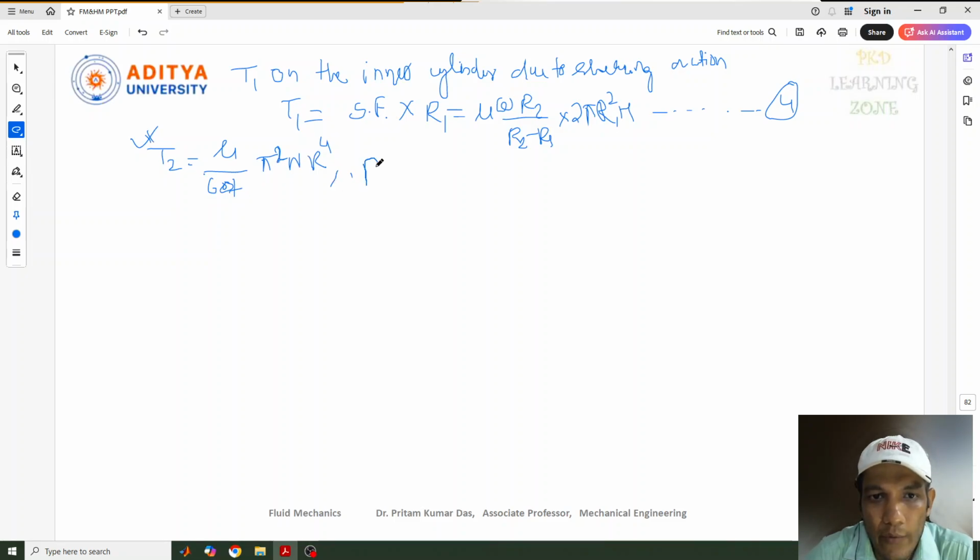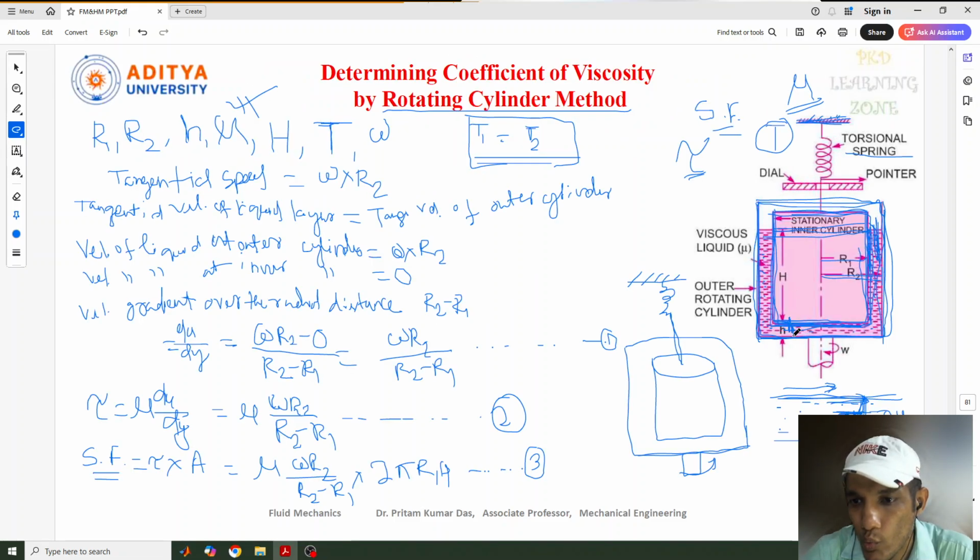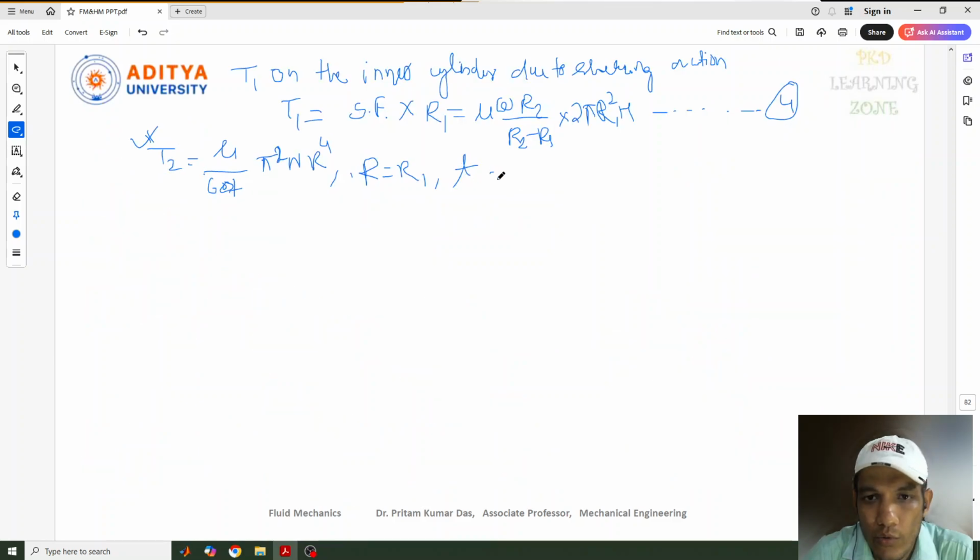Now here R we need to consider, let's consider R1, and the t is nothing but the thickness between these two. Okay, so t equal to, we can consider H. Just put this value in this equation, we can get it. So T2 equal to, just write mu by 60H, and this is pi square. And one more term is there, N also you can write here. Okay, later I'll put that one. So let me now write down pi square N, and this is R1 to the power 4.